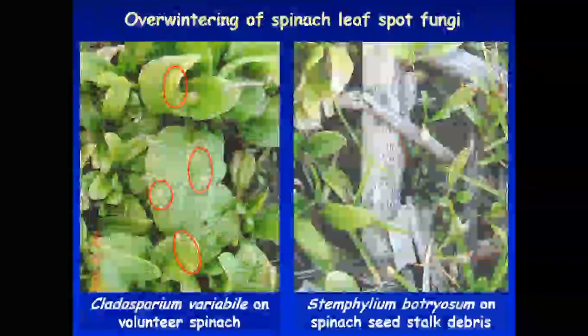So if you incorporate the residues after you harvest a spinach seed crop and minimize the amount of stalk tissue that stays on the top of the surface, you have significantly reduced the amount of inoculum of Stemphylium that will build up through that winter and release those spores in the next spring.